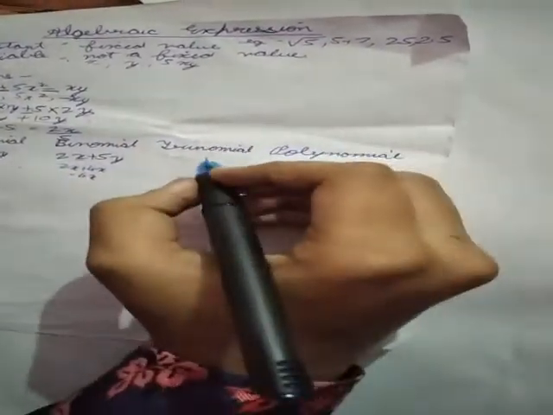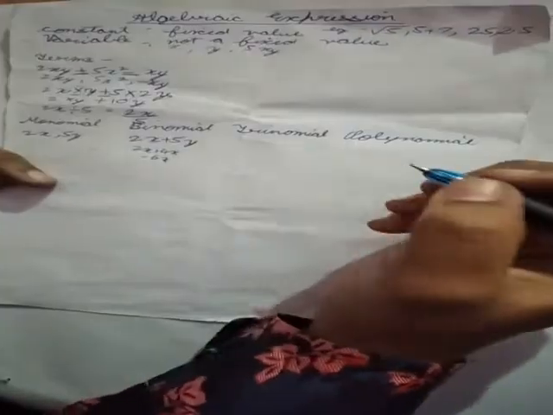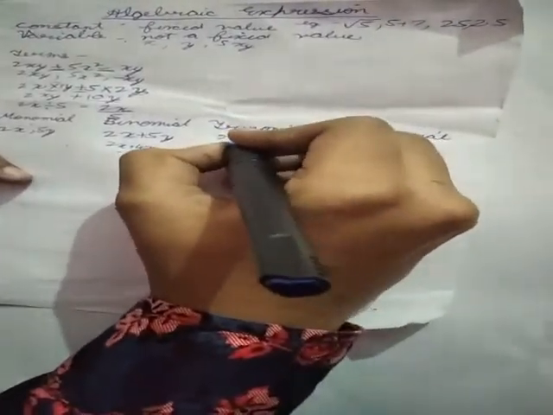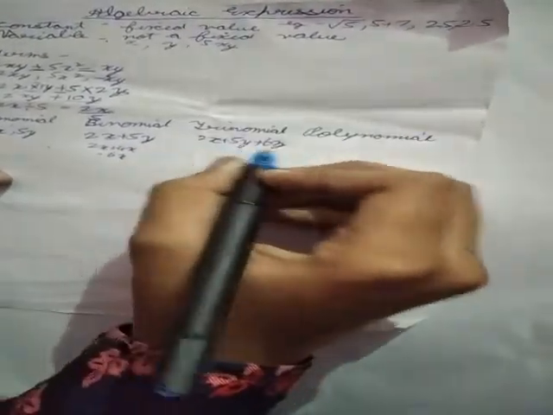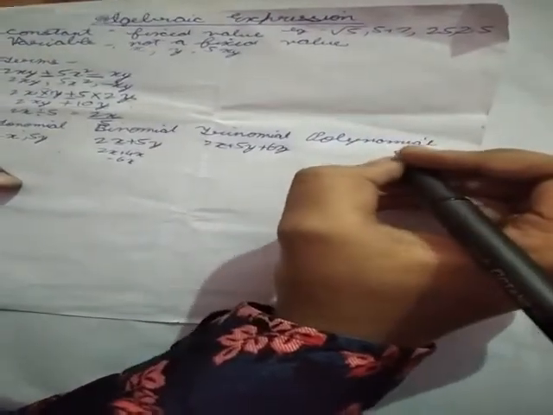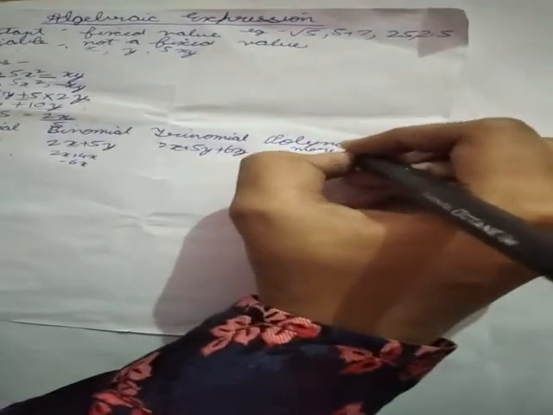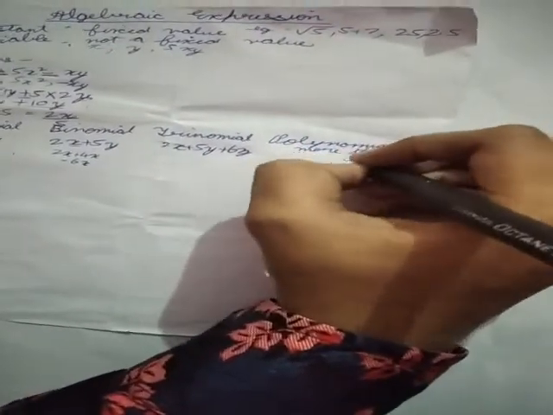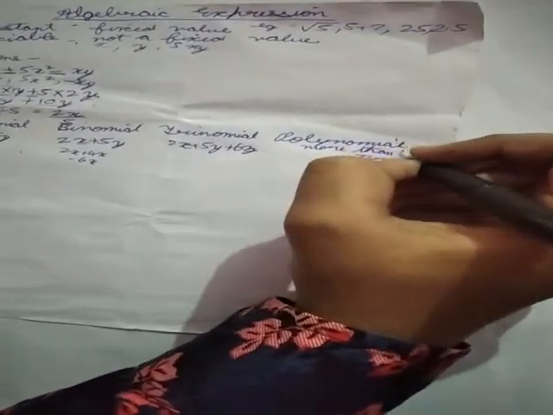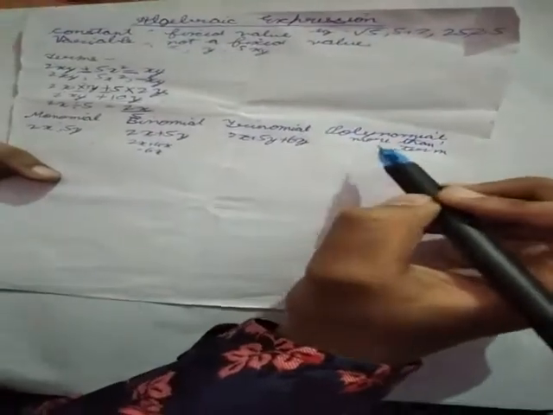Now what is the case with a trinomial? A trinomial is an algebraic expression which contains three terms, such as 2x plus 5y plus 6z. It contains three terms. And a polynomial is an algebraic expression which contains more than one term. It needs more than one term. A polynomial also includes monomials, binomials, and trinomials. They all come under the category of polynomial.